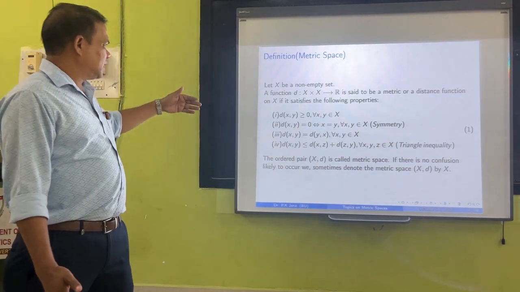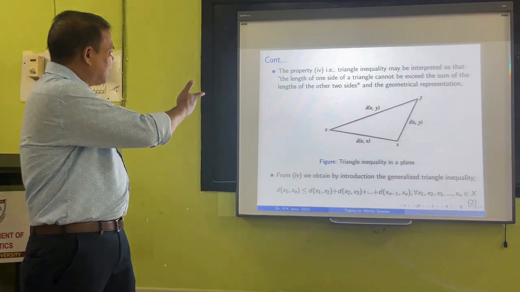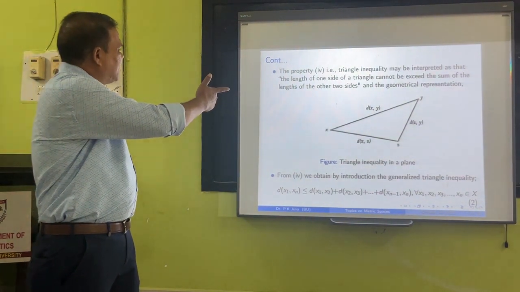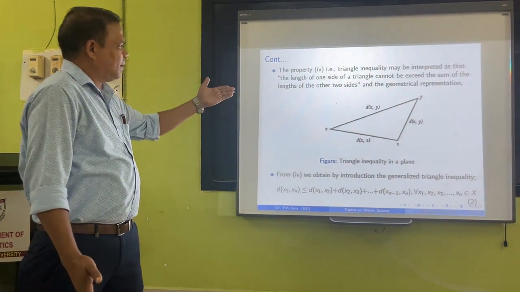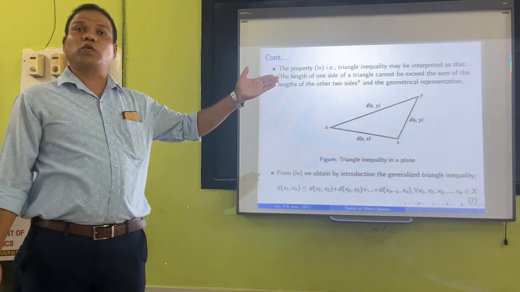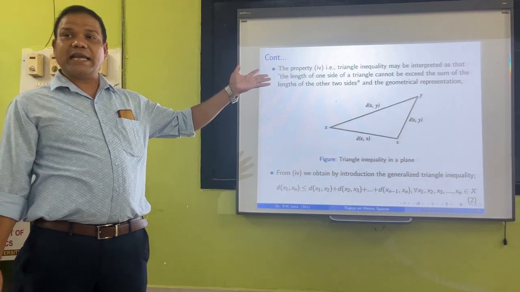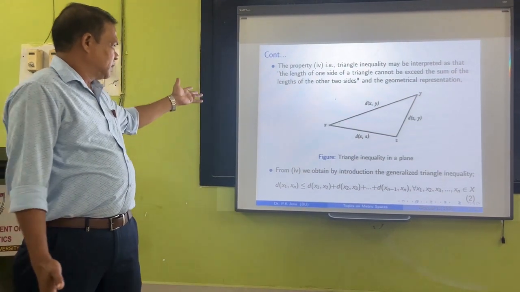Now we'll see the examples. Coming to the next, here we have shown the triangle inequality in terms of a figure. You just see that the length of one side of a triangle is less than or equal to the sum of the lengths of the other two, which is known as the triangle inequality. We have shown it in the R2 plane.